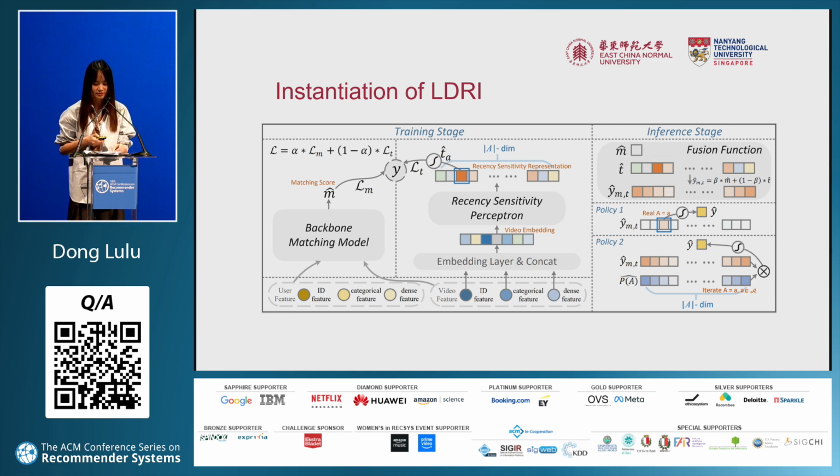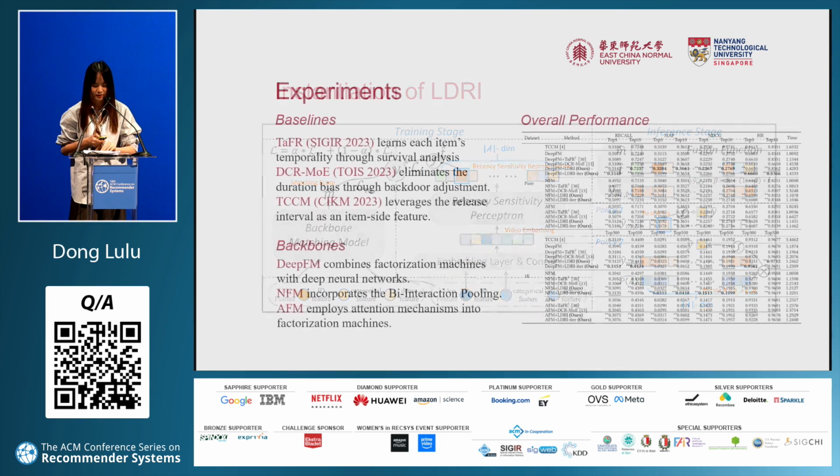When certain dimensions of the sensitivity score have higher values, it means that the video still receives positive feedback at those release intervals, suggesting it's less likely to be outdated. The right part illustrates that during the inference stage, we fill the two scores by weighting, then use backdoor adjustment to make the final recommendation.